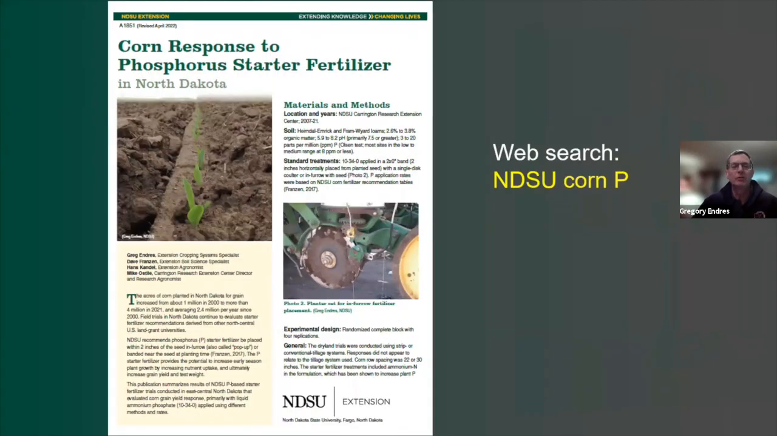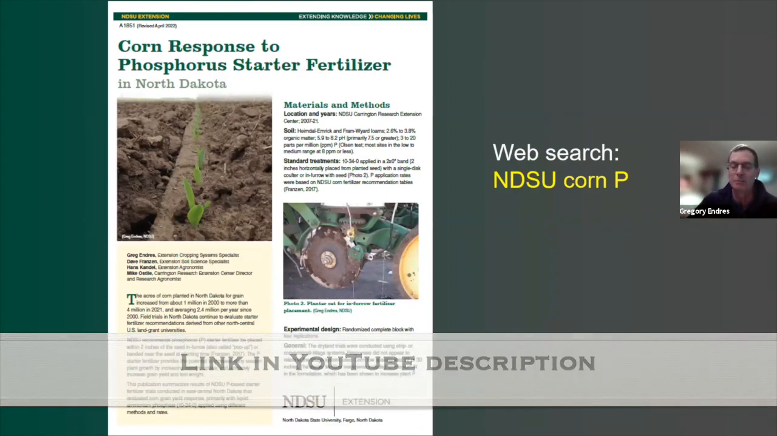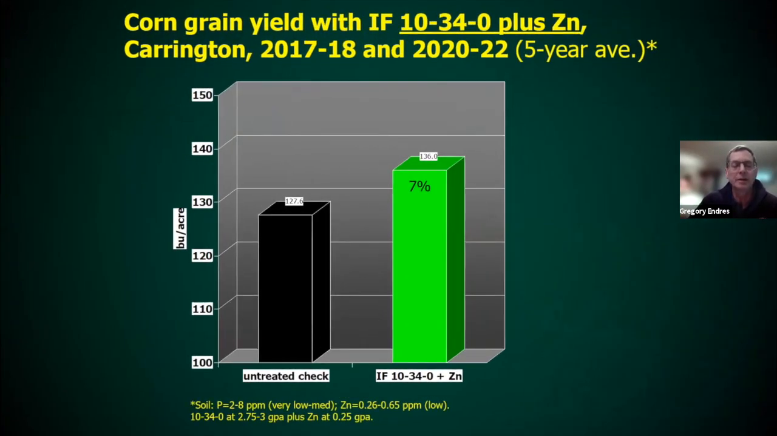If you want more details about this work, we have it published in this reference. And if you do a web search, NDSU Corn P, this should be one of the first publications that come up for your viewing. And then recently we're doing work with zinc. This is a compilation of 5 years of work comparing the in-furrow application of 10-34-0 with zinc. And we're using a good quality product at 1 quart per acre. And notice we've bumped up the yield response by a couple of percentage points compared to 10-34-0 alone, again as in-furrow application.